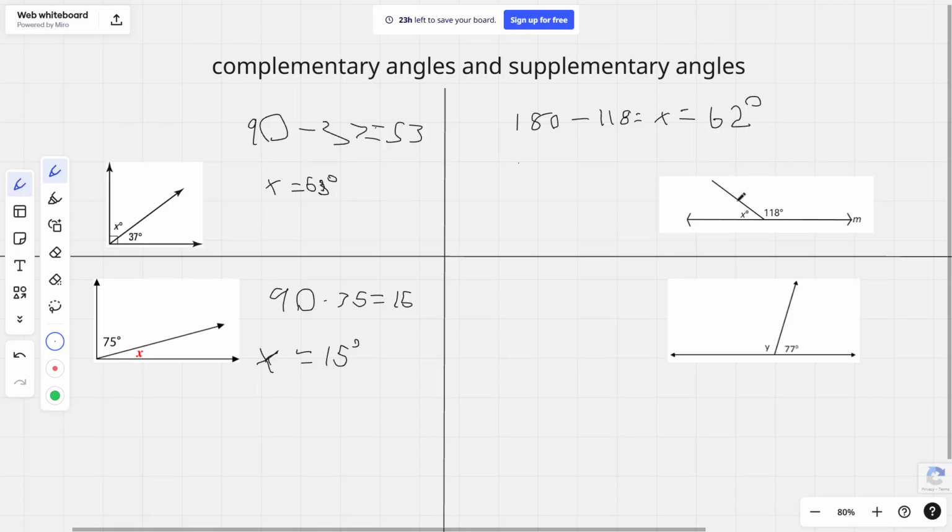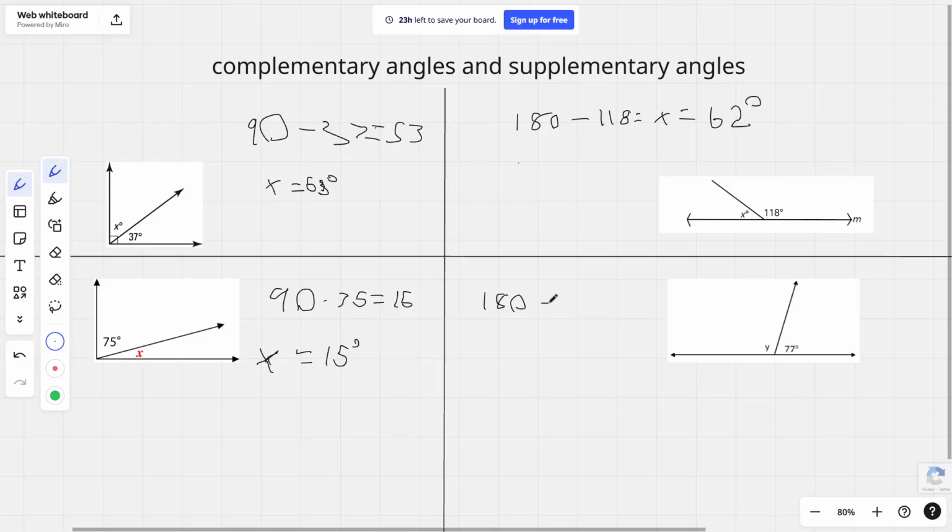If you add these two numbers up to check your answers, and if they equal 180, you got it. Here, you add the two numbers up, they equal 90, you got it. Just do it for this example too.